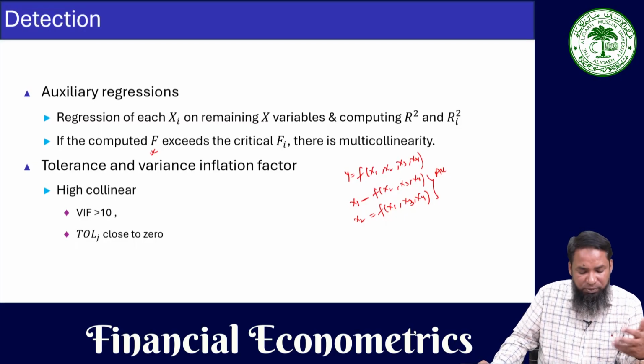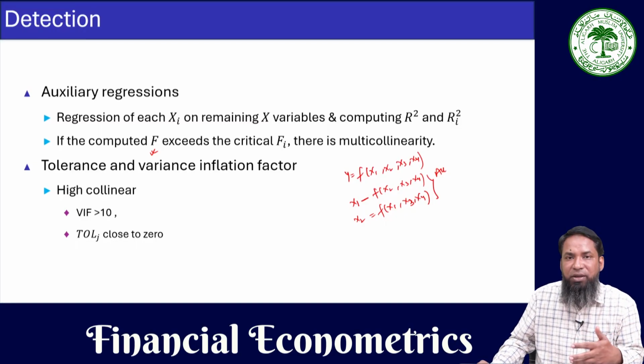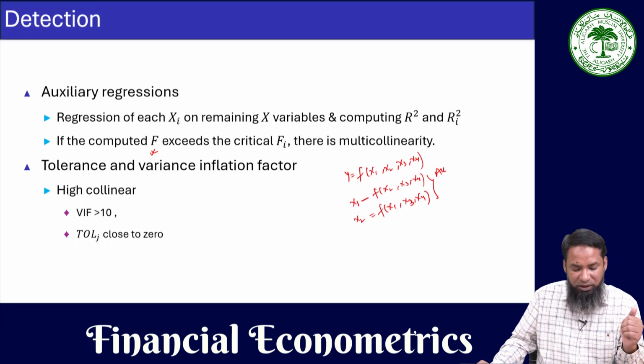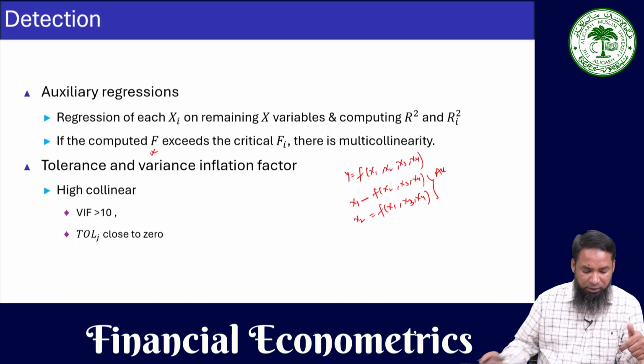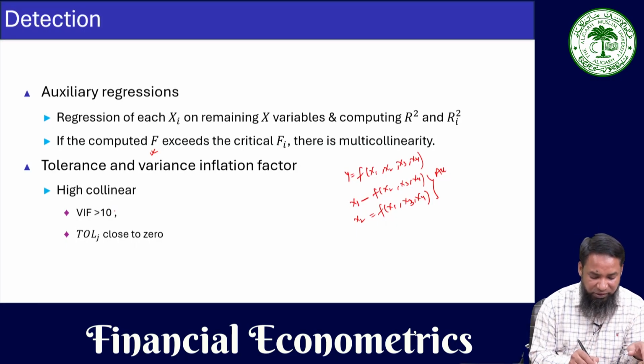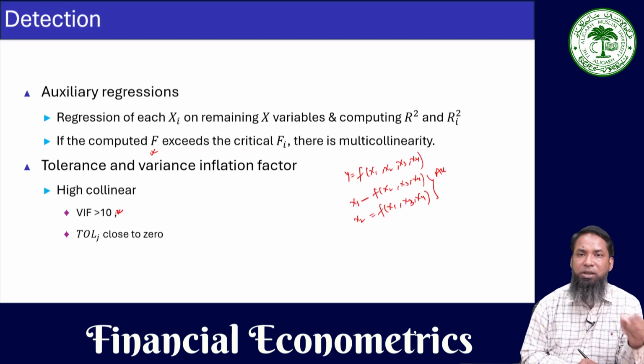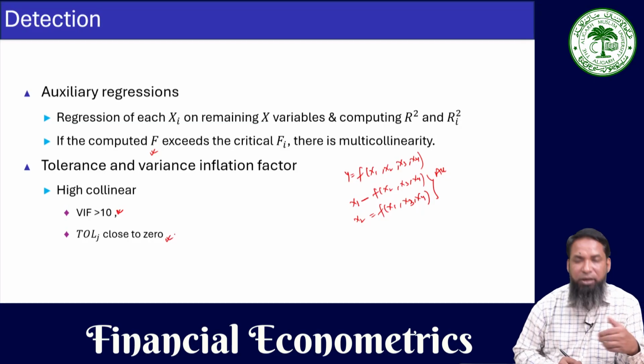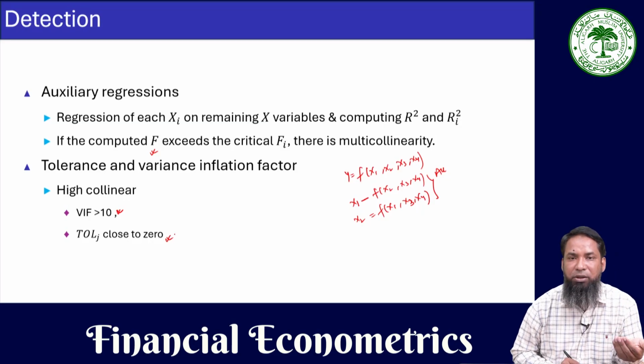Then there is another concept, the tolerance and the variance inflation factor. We can use these two statistics also to detect it. If the variance inflation factor is more than 10, that means there is the presence of multicollinearity. If the tolerance factor is close to 0, that again means there is the presence of multicollinearity.